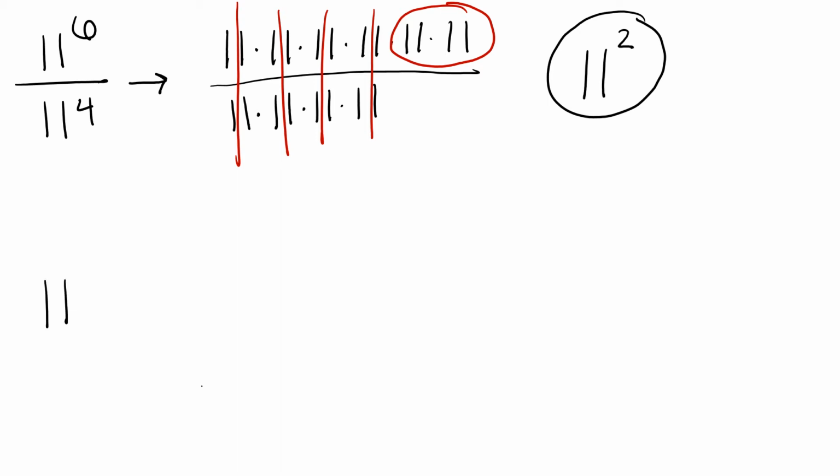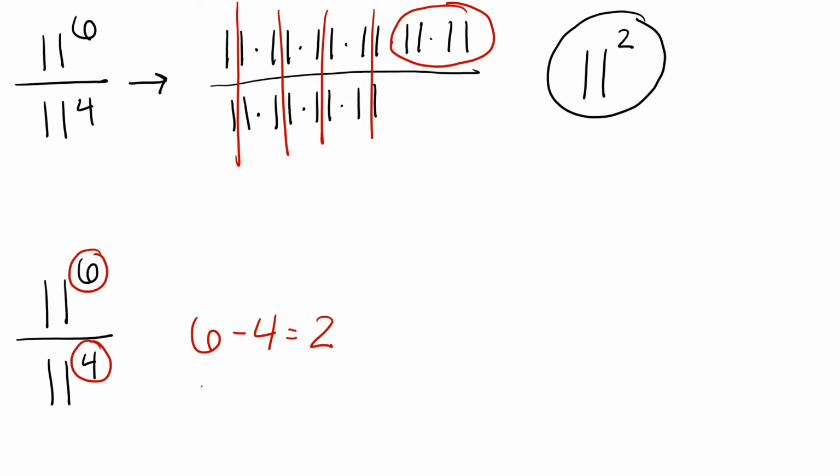Now, to use the shortcut method, we're looking back at the original problem, 11 to the 6th divided by 11 to the 4th. We are dividing, so our shortcut tells us to subtract our exponents. 6 minus 4 is 2. The base number 11 stays the same, and 2 is our new exponent.